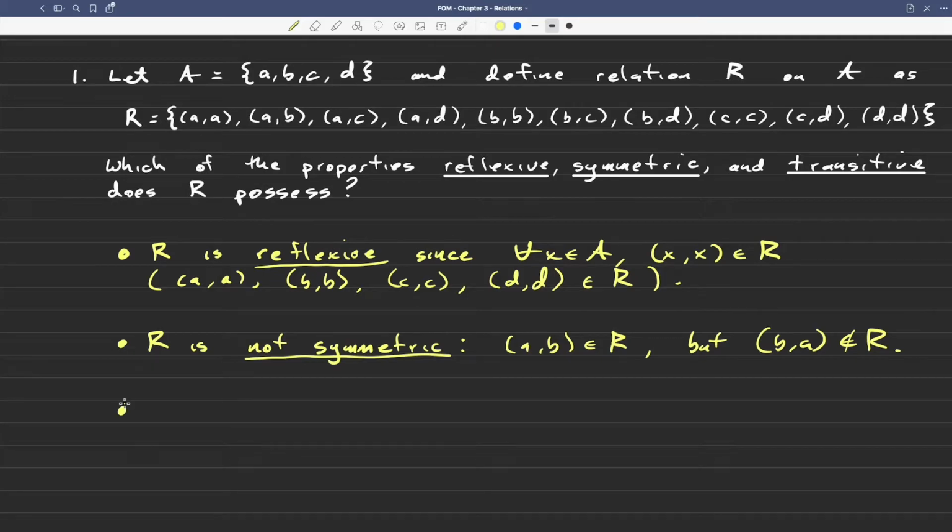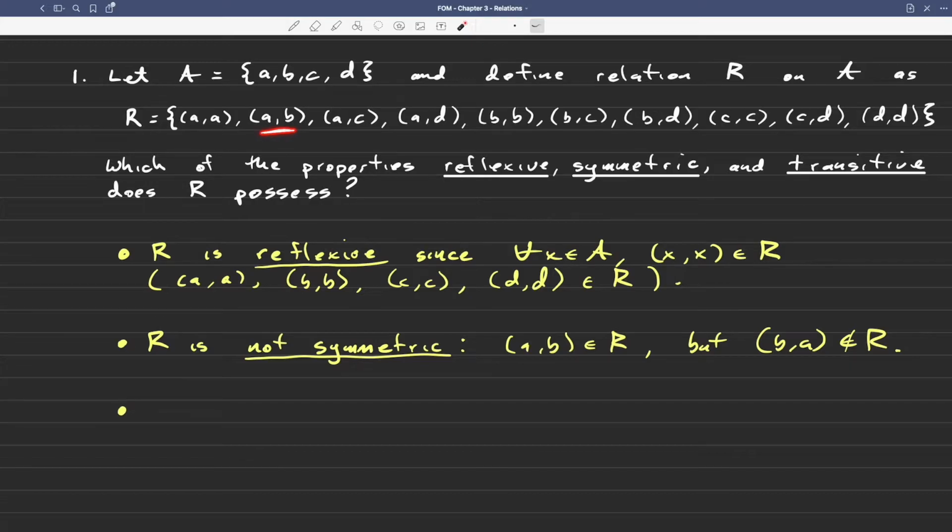And then how about transitivity? Is it always the case that if you have some A is related to B and B is related to C, you get A is related to C? I don't know. I just have to go through and look. I see A is related to B. Do I see a B related to something else? Well, there's B related to C. Do I have (A, C)? Yeah, there it is.